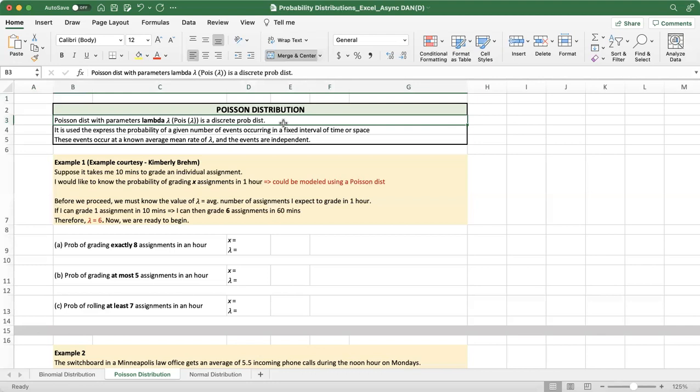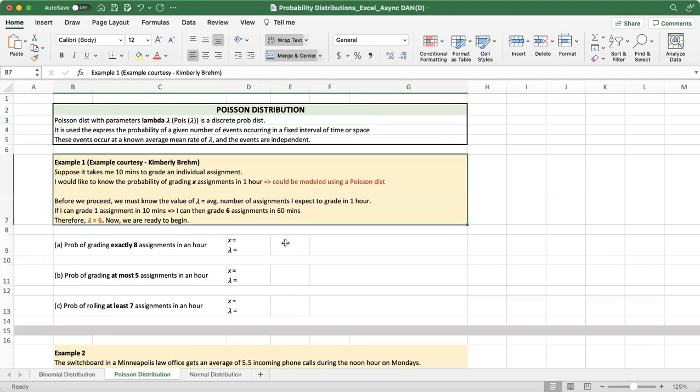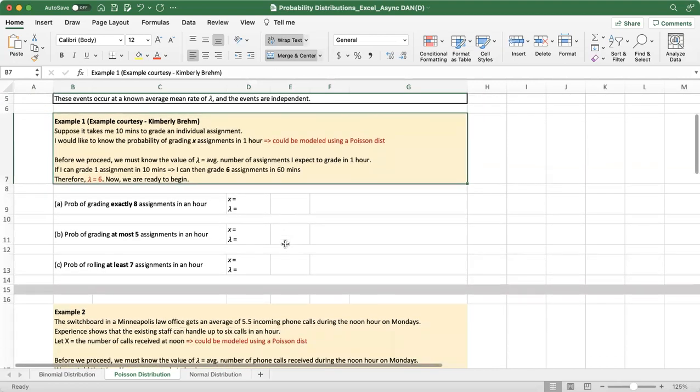Once we know the value of lambda, we can just go ahead and compute the probabilities of the particular Poisson distribution. So let's solve a couple of examples. Suppose it takes me 10 minutes to grade an assignment. And I would like to know the probability of grading X assignments in an hour. So I'm interested in finding the number of events, number of X assignments graded in an hour. This can be modeled using Poisson.